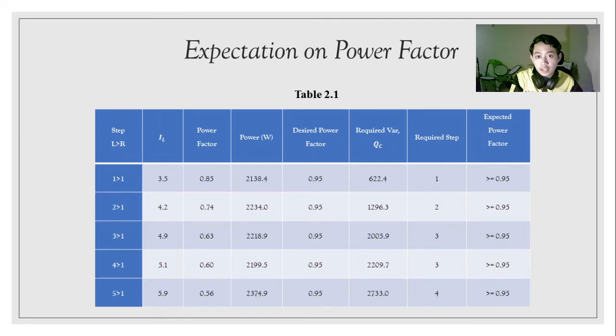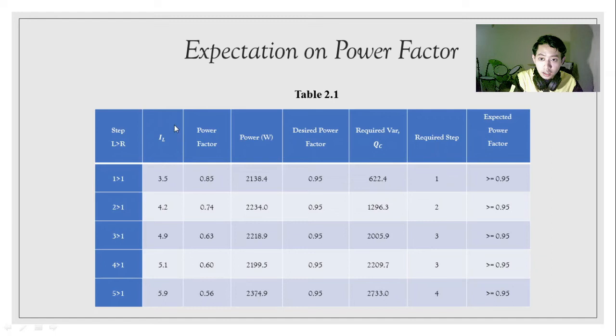So next is the expectation on power factor. As we can see, this is table 2.1. This is the step for switching inductor and resistor. This is I9 and power factor. Both of the values are given, and we also know that the value for our voltage source is 415. So from that we can simply calculate for our power in watts, right?